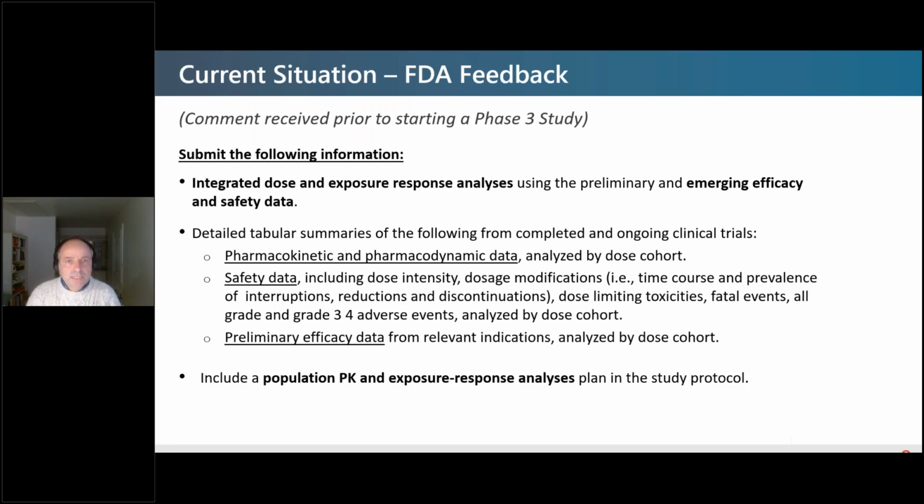Please provide integrated dose exposure response analysis using preliminary and emerging efficacy and safety data. FDA also wanted to see tabulated summaries for PK, for PD data, safety data, preliminary efficacy data. And they also wanted to see population PK and exposure response analysis for the study protocol. So this means that if you're not prepared to answer such questions with the data, then I mean you can end up being in difficult situations.